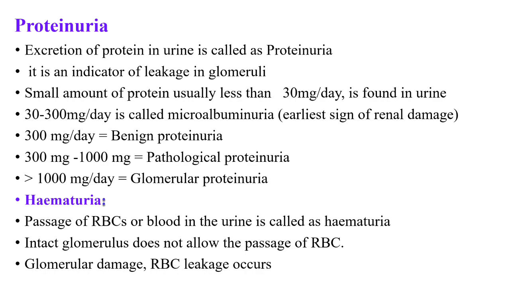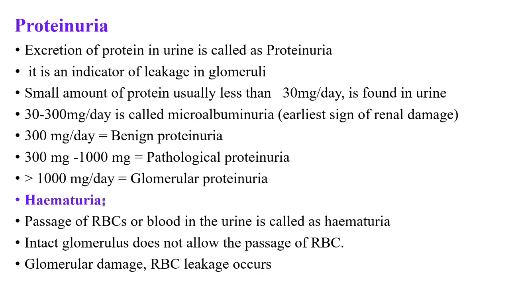Come to the other test, like proteinuria. Excretion of protein in urine is called proteinuria. It is an indicator of leakage in the glomerulus. A small amount of protein, usually less than 30 milligrams per day, is found in urine because very little protein is excreted. The glomerulus is selectively permeable to certain proteins only, and the major protein is albumin, which is not normally excreted in the urine.